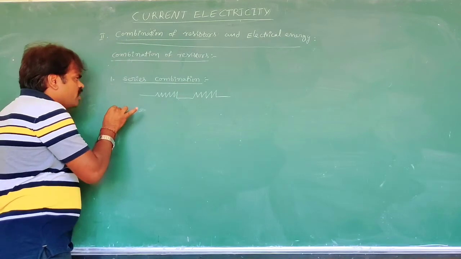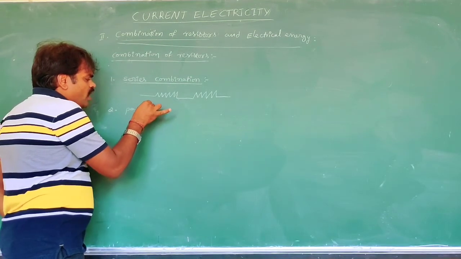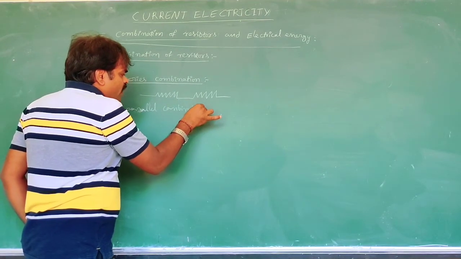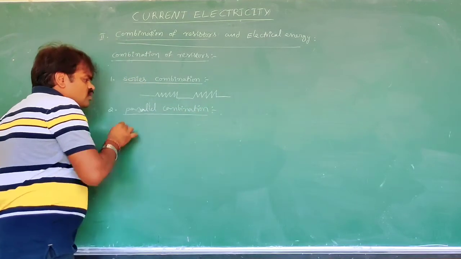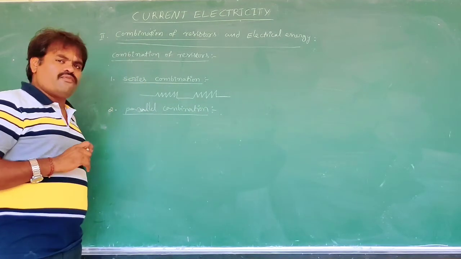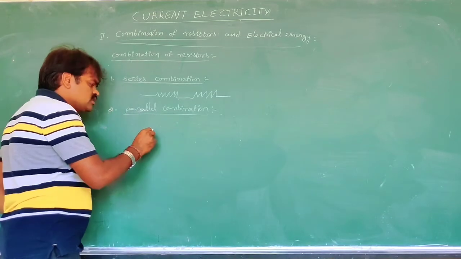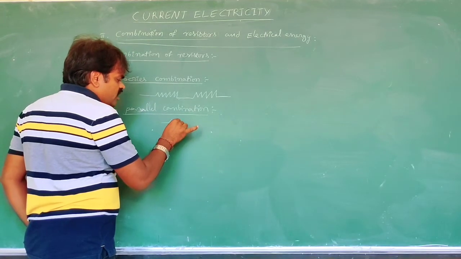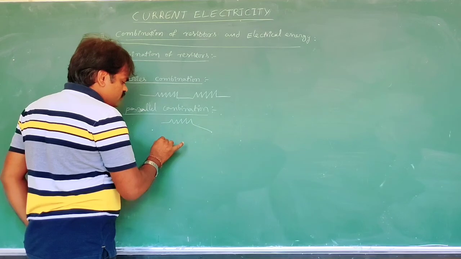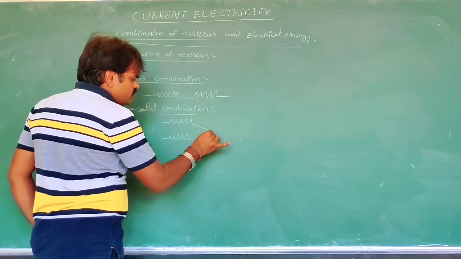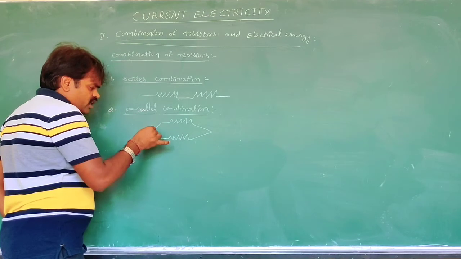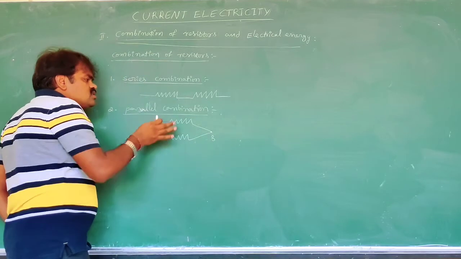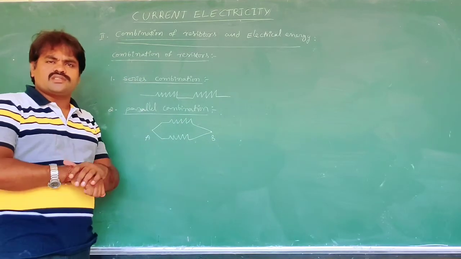Now, parallel combination of resistors. Parallel combination means all resistors have one end connected to one point, and the other ends connected to another point, like this. One ends are connected to one point, the other ends are connected to another point. This is the parallel combination of resistors.